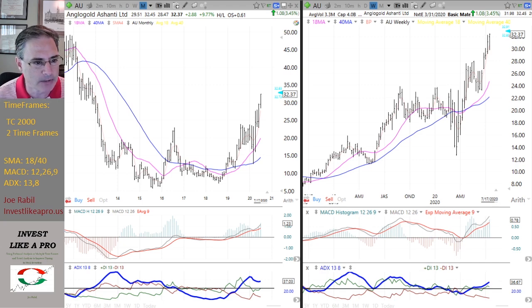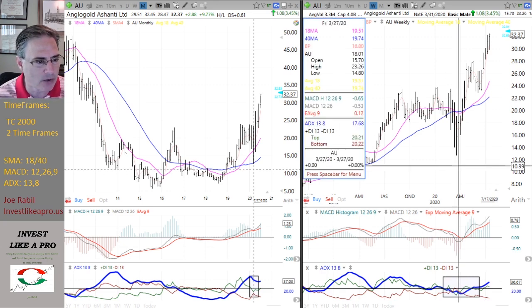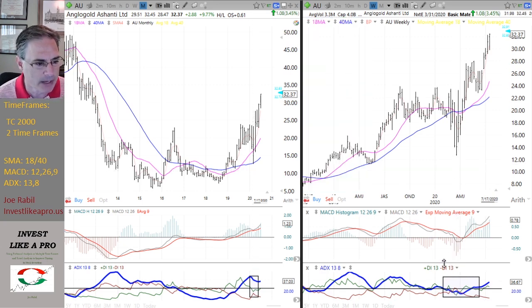So let me just make sure you can see this. As the stock was selling off through this period, ADX couldn't even get back above 25. So what that tells me is that, yes, there was a harsh sell-off taking place, but when you compare the strength of the sellers, the red DI couldn't even get above 25.